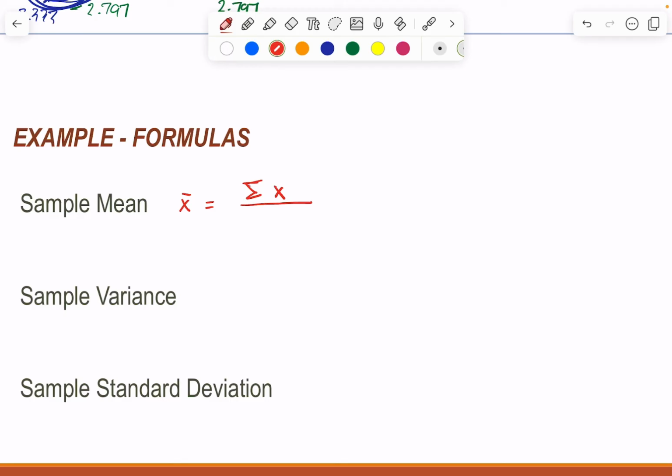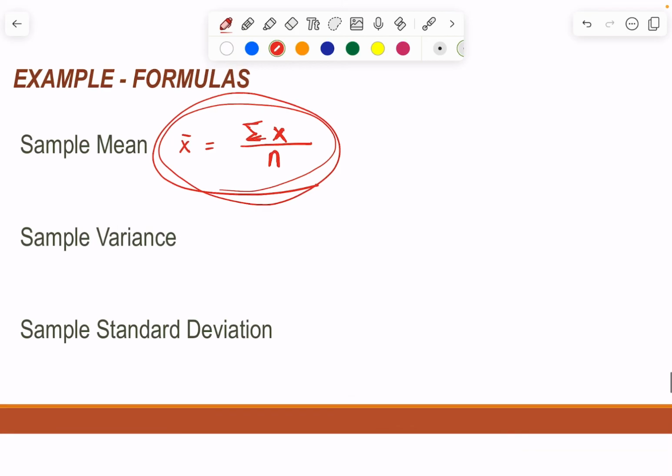The summation of all x, kung sa ng x, that's your values. Ang imuhang mga data, values sa imong data. I-divide dayon siya kung pila ka buok ang imuhang data. So, that will be your sample size. So, mao ni ang formula dayon.